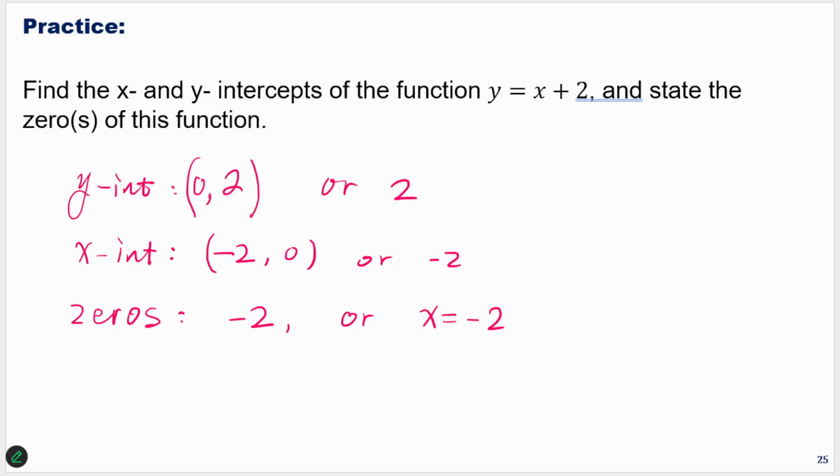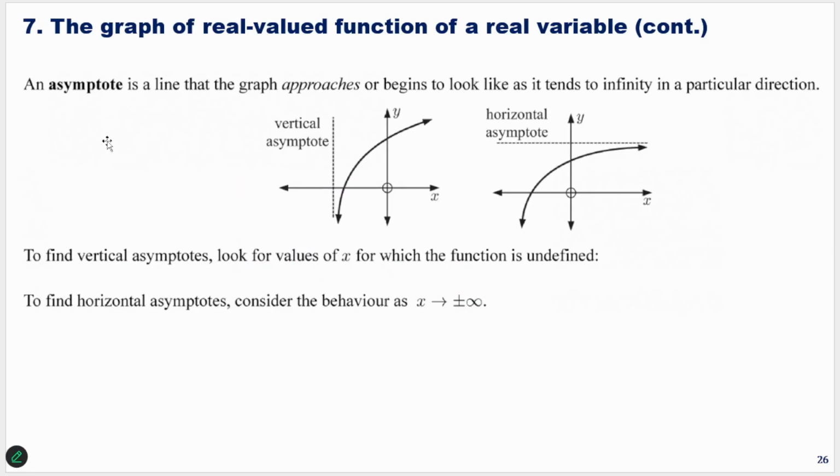Okay. Alright, next trivial concept is about the graph of a function, the asymptote. Sometimes when you see the word asymptote, that means a line that the graph approaches or begins to look like as it tends to infinity in a particular direction. We'll try to formally define the asymptotes in another course called calculus. But for now, as long as you have an intuitive feeling, that's fine.